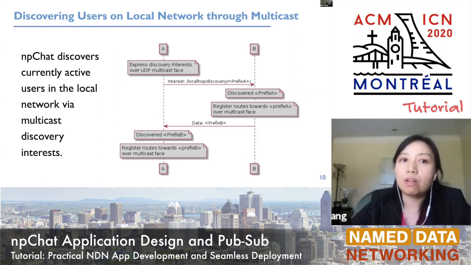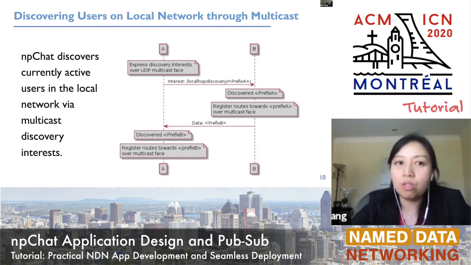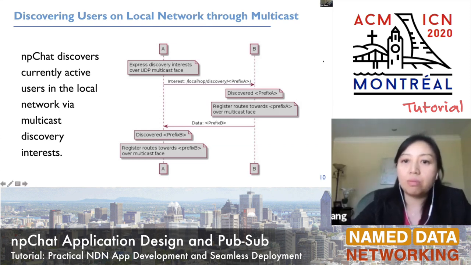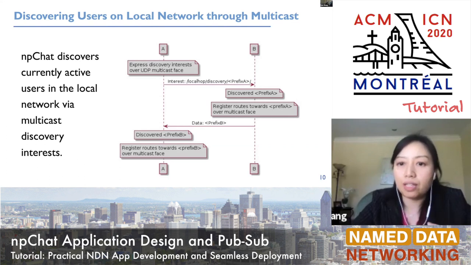Okay, but sometimes you cannot meet people in person, right? How do you discover other users who can potentially become your friend? We can use multicast on the local network. Here I'm showing a very simple protocol to discover other potential friends in your local network. Basically, we just send Interests over multicast that contain that user's own name prefix for npChat. And this is periodically sent to all the other npChat users on the local network.